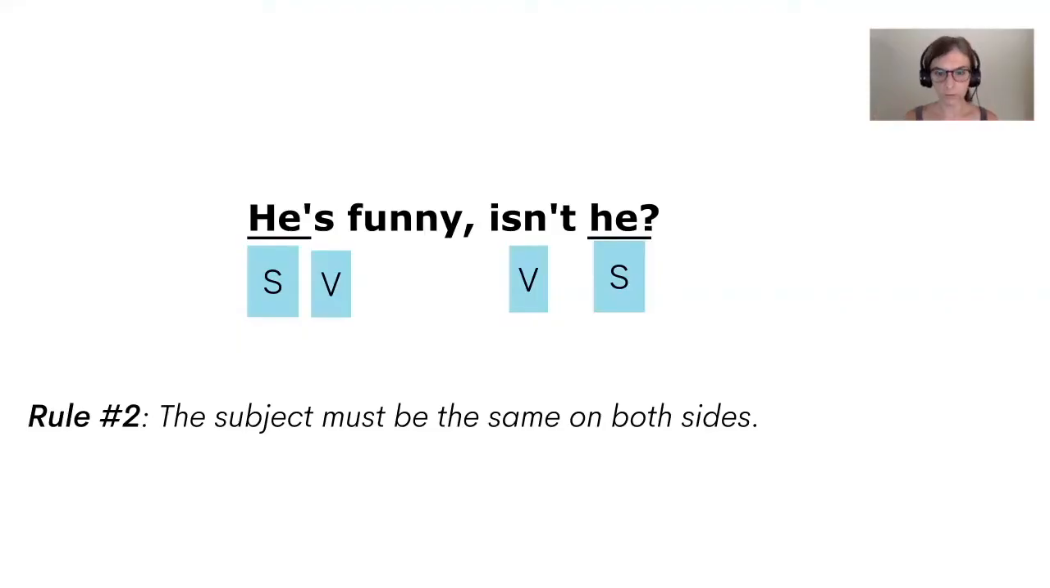The second rule is that the subject needs to be the same on both sides. He's funny, isn't he? He is the subject. You can't ask a tag question about two different things. It needs to be consistent. So whatever you're talking about in your main statement needs to be what you're asking about in the tag.